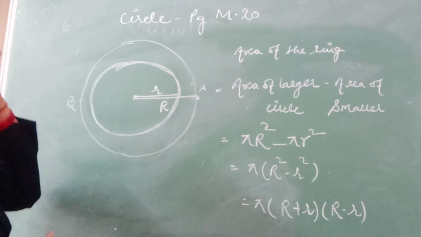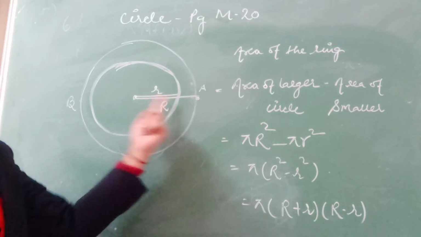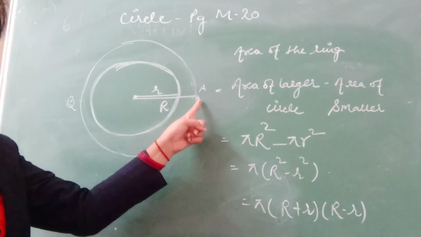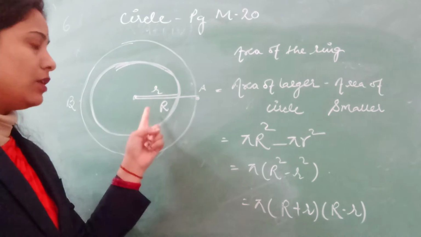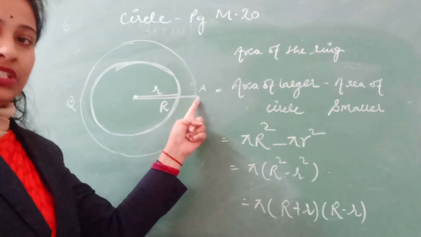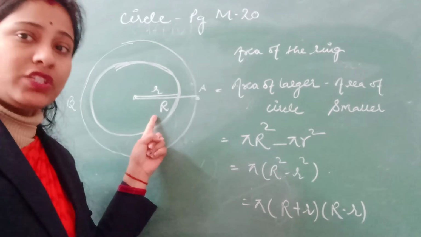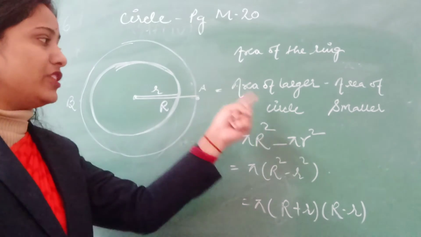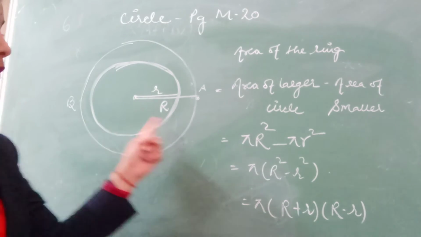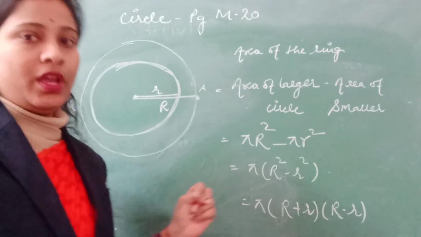So if it is asked, calculate the area of this ring, how you are going to calculate? First we will take the inner circle. Let the radius of the inner circle be small r. Then the outer circle. Let the radius of the outer circle be capital R. Okay. Now first let us take the area of the outer circle. Outer circle means with radius capital R. So this will be pi capital R square. Okay. Then the area of the smaller circle with radius small r, this will be pi small r square.